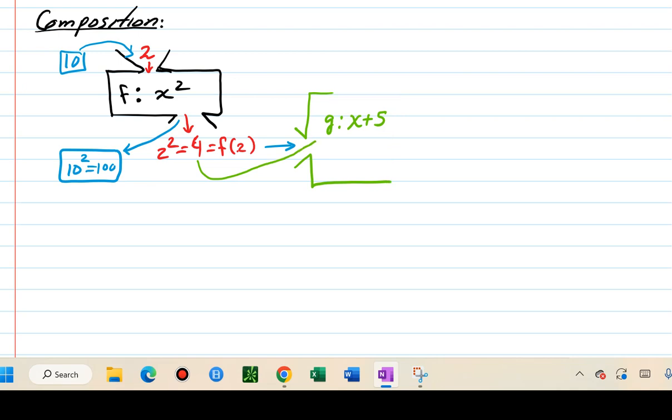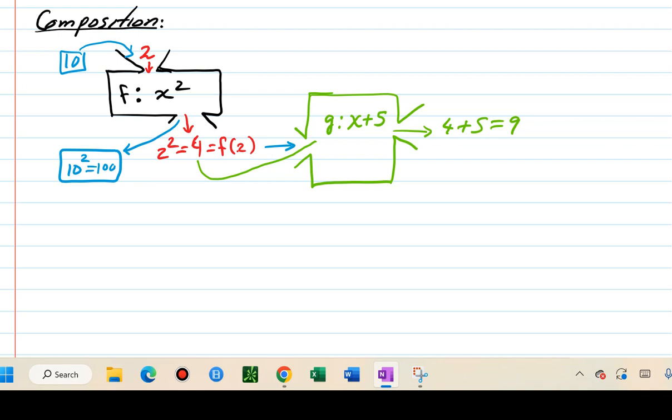And of course, this function has to have an output, so we're going to put an outlet there. So what's going to come out? When 4 goes in, well, g does what it's supposed to. It adds 5 to it, and there we have 9. So that's the idea of composition.